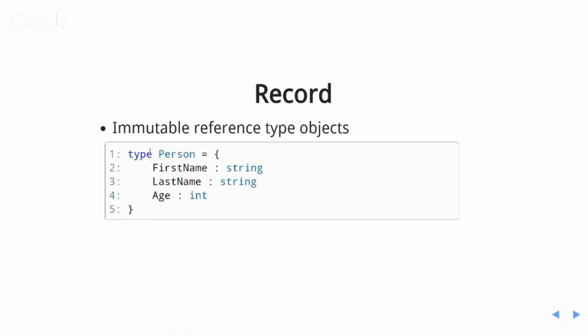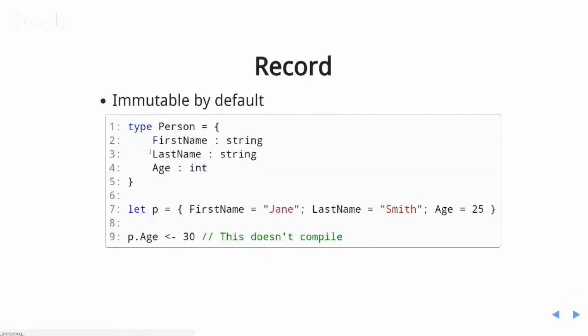And I mentioned that by default it's immutable, but if we want to, we can make a record mutable. And this is an example of trying to change the value of a field of a record. So we have a record type called person, which has a first name, last name, and age. And we are creating a value of that type called p and setting some values. And in the last line, we are trying to mutate the value of the age field. And that line is not going to compile. The compiler is going to tell us that that field is immutable.